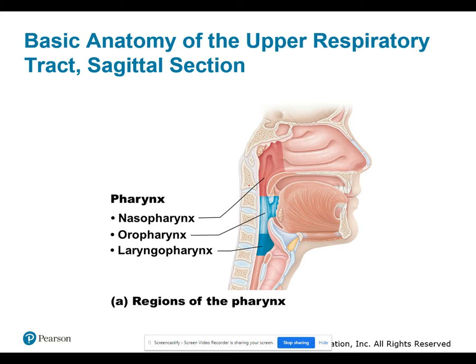Here are the 3 different regions of your pharynx. Your nasopharynx, again, located behind your nose, oropharynx behind your mouth, and then laryngeal pharynx by your voice box.